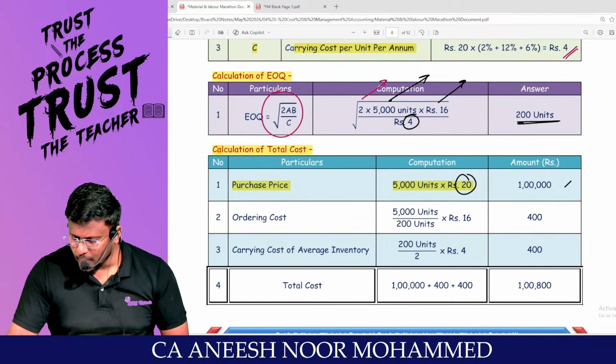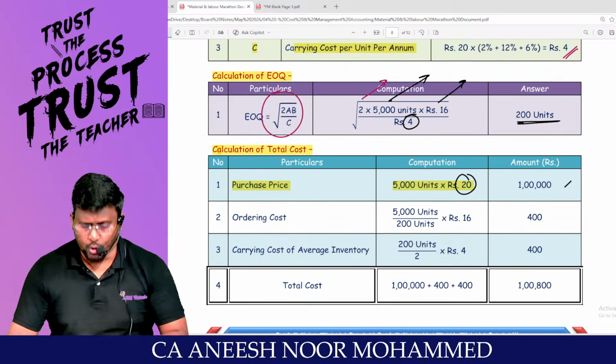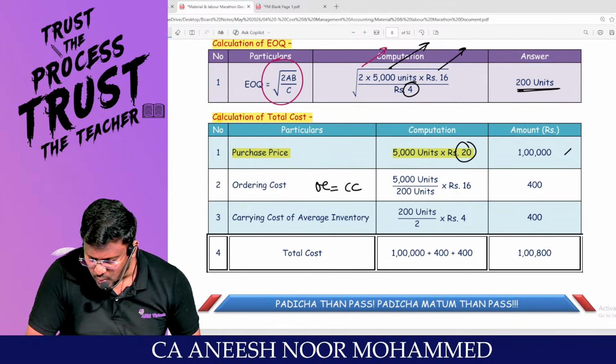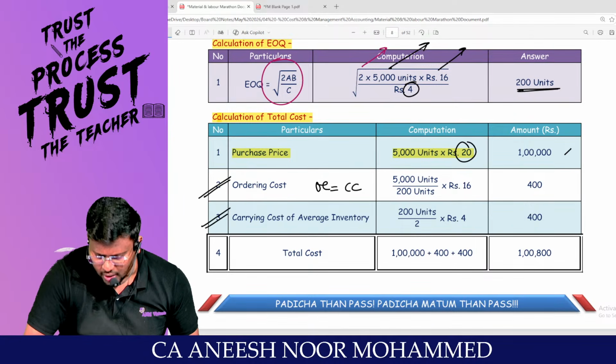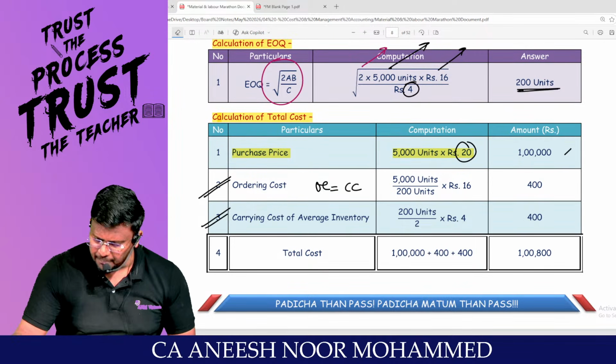So 5,000 into 20 means 1 lakh rupees I have to spend. What is the magic of EOQ? At EOQ, my ordering cost will be equal to carrying cost. This is my ordering cost, and this is my carrying cost. At EOQ, my answer should always be one and the same.